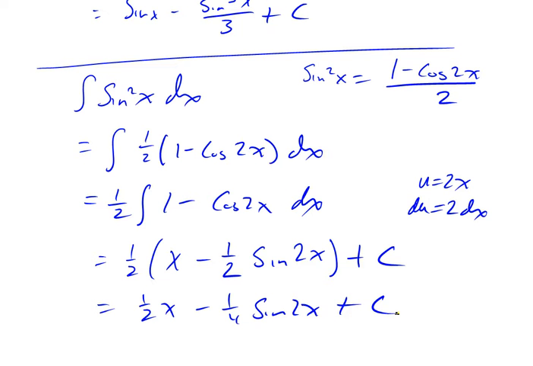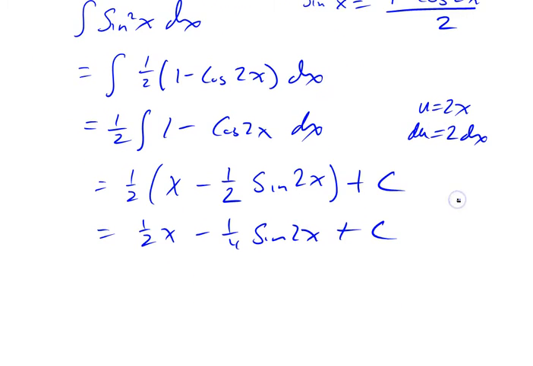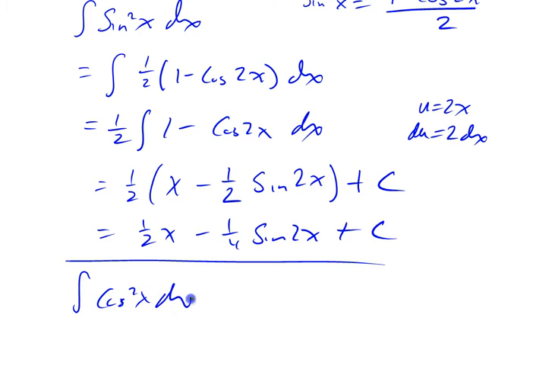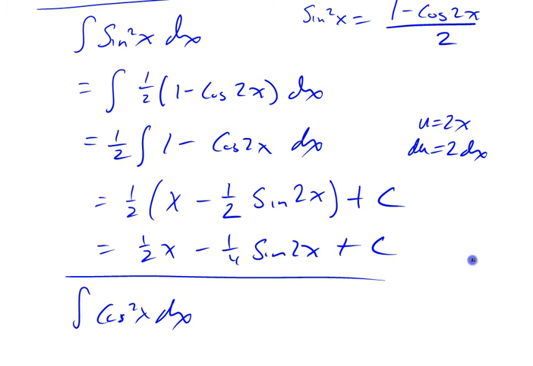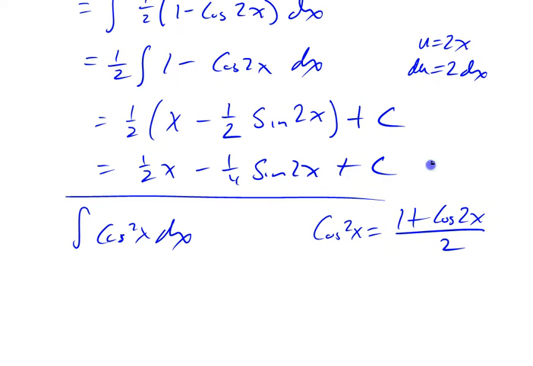Likewise, with cosine squared, if I want to do the integral of cosine squared x dx, I'm going to use a similar power reducing formula to this one up here. It looks like cosine squared x equals 1 plus the cosine of 2x, all divided by 2. So this integral right here becomes the integral of 1/2 times 1 plus the cosine of 2x.